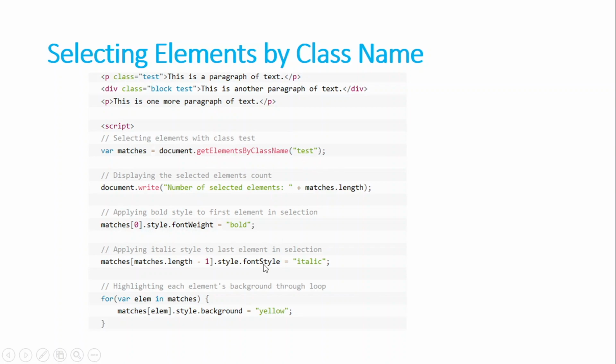So this was the thing. We can select elements by their class names, and we can store them as an array.